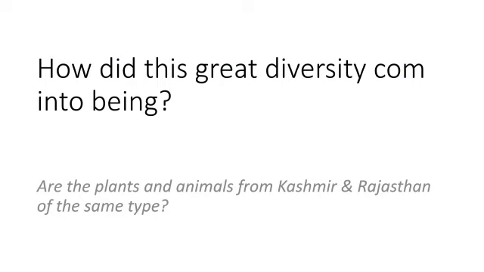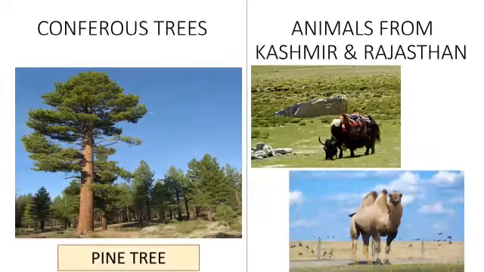Can you tell? Are the plants and animals from Kashmir and Rajasthan of the same type? Can you elaborate on any differences between the two? Coniferous trees like pine and deodar flourish in snowy regions like Kashmir. However, in the deserts of Rajasthan, plants like cactus and acacia, that is babul, are to be found. The camel, a desert animal, is found. It is not found in Kashmir. What is the reason for these differences?